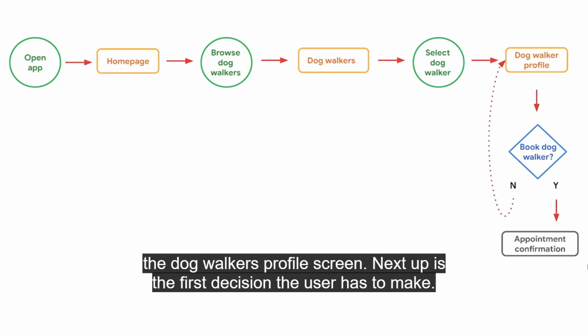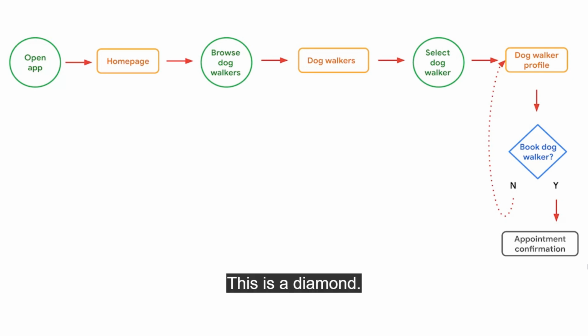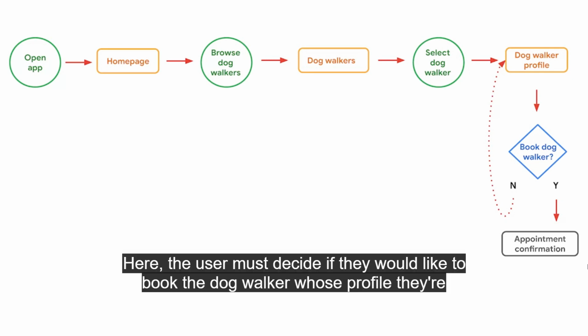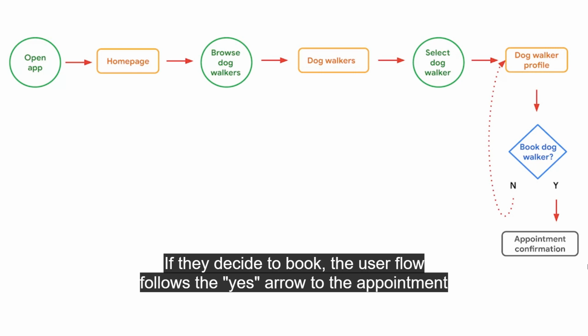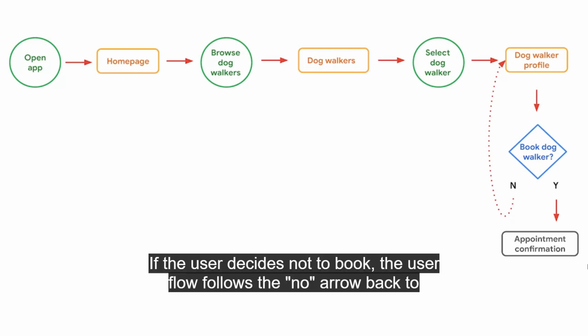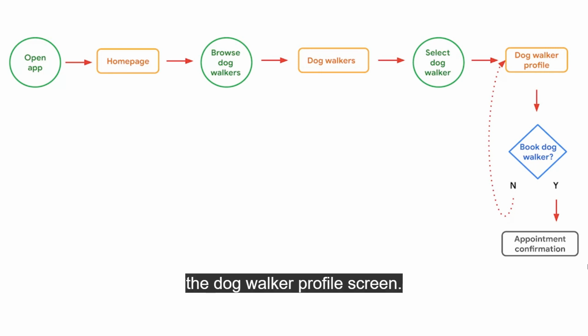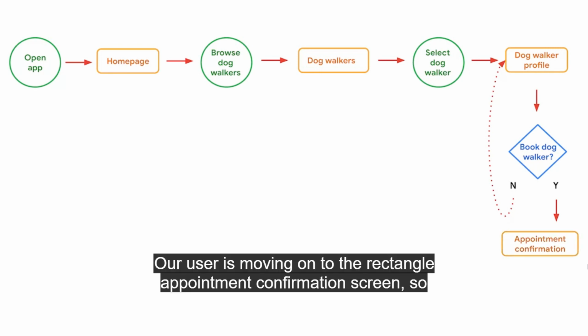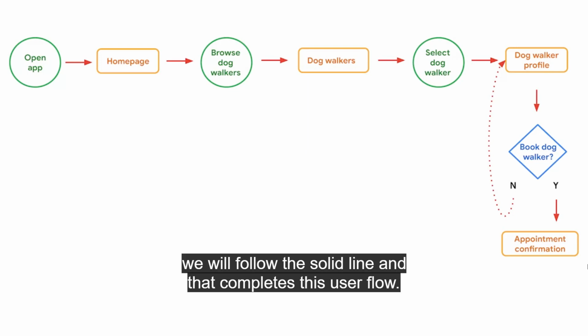Next up is the first decision the user has to make. This is a diamond. Here, the user must decide if they would like to book the dog walker whose profile they're currently looking at. If they decide to book, the user flow follows the yes arrow to the appointment confirmation screen. If the user decides not to book, the user flow follows the no arrow back to the dog walker profile screen. Our user is moving on to the rectangle appointment confirmation screen, so we will follow the solid line, and that completes this user flow.